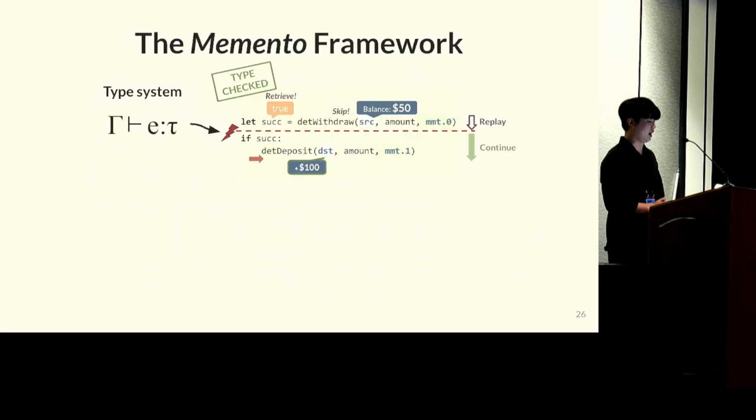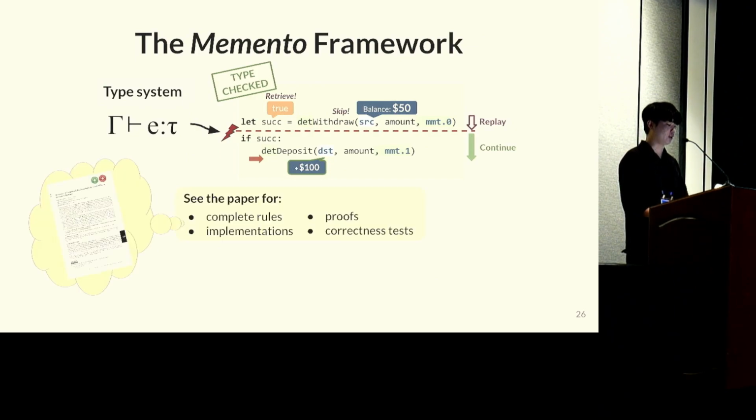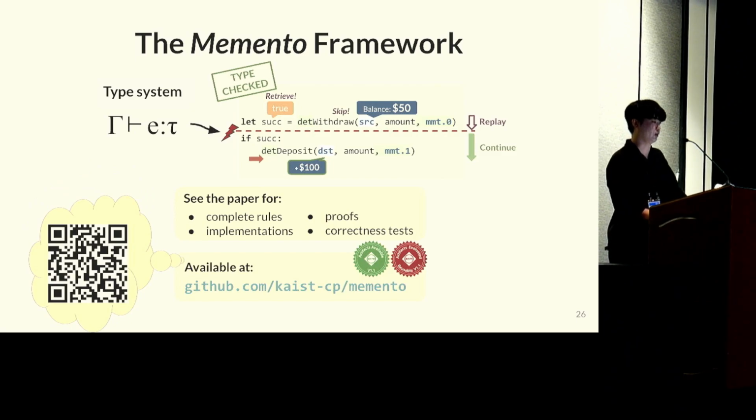So far, I have explained the core concept and experimental results of the Memento framework. The paper includes other things not mentioned in this talk, such as implementation of primitives and test or model checking for correctness. Please refer to the paper if you're interested. Also, Memento is open source on GitHub. Thank you for your attention.